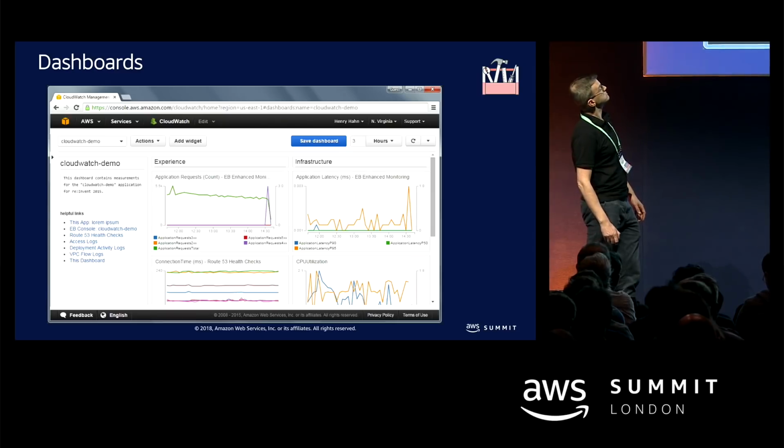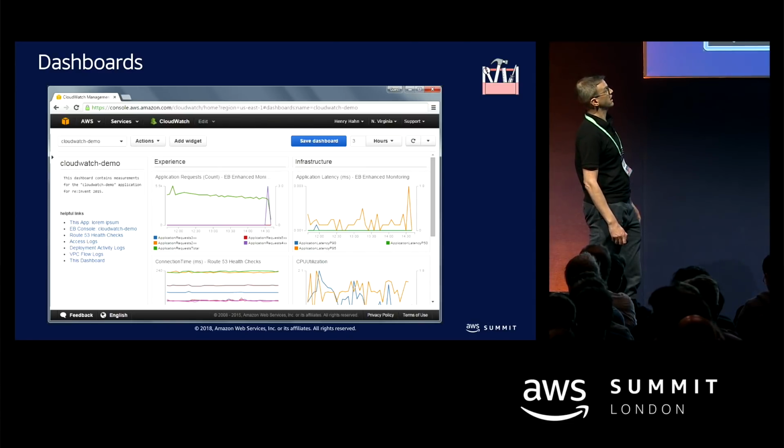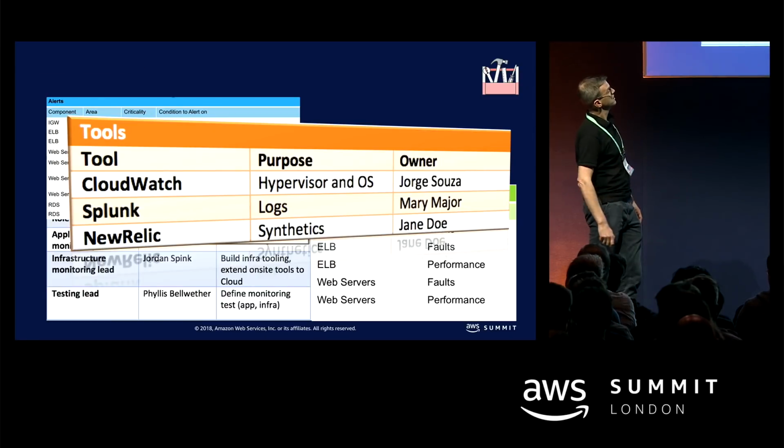Other dashboard products are available. What I would say is don't overload them. Stick 4 or 5 things on there. Monitor what's useful. Use CloudWatch. Thank you very much.